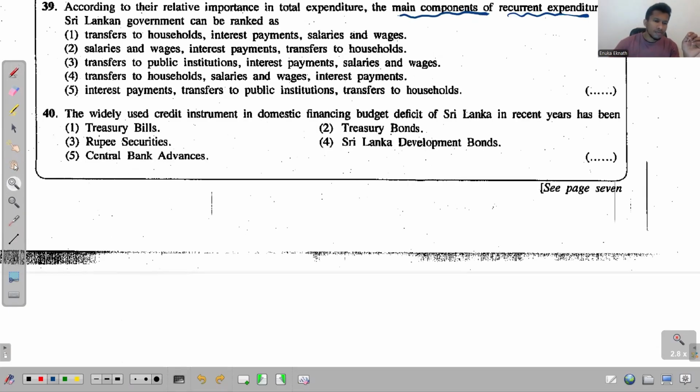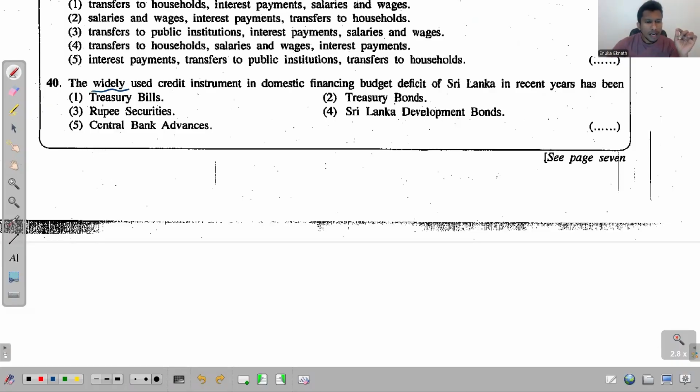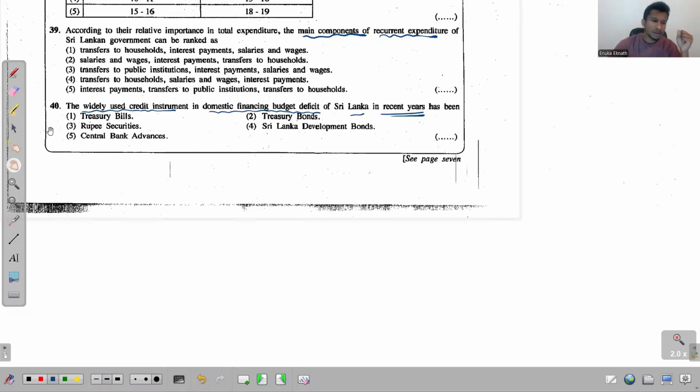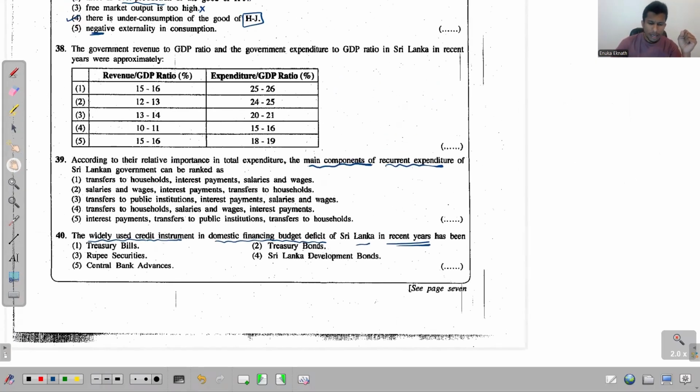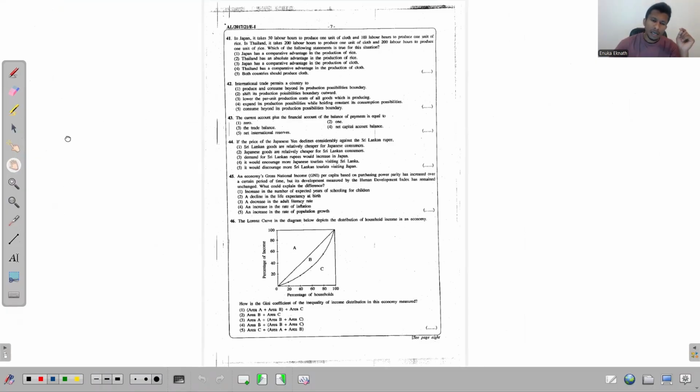Right. The 40th question. The widely used credit instrument in domestic financing of the budget deficit of Sri Lanka, see again, in recent years, not relevant to your A-level year. So we'll skip this question as well. Okay. Move to the other side.